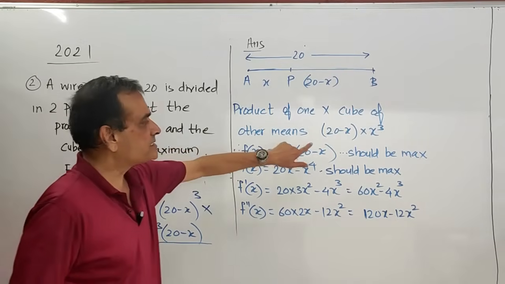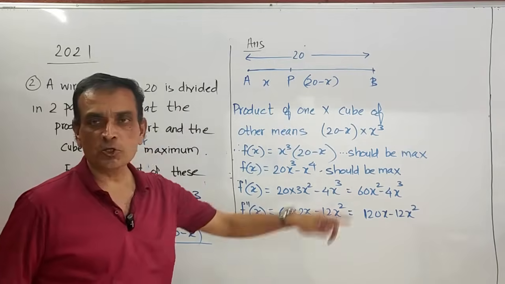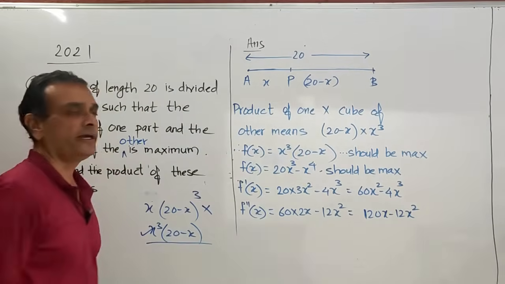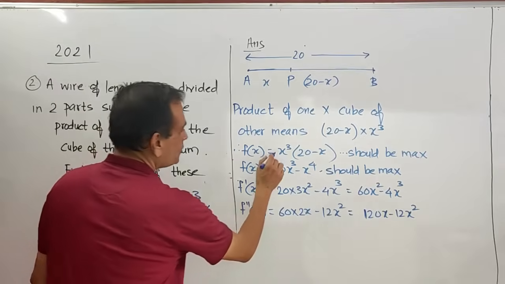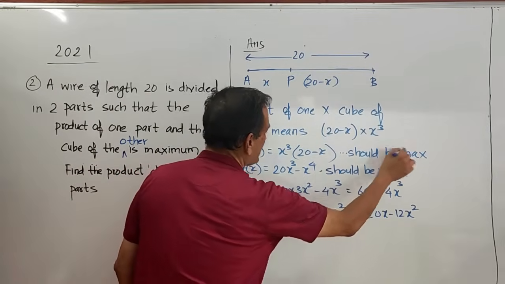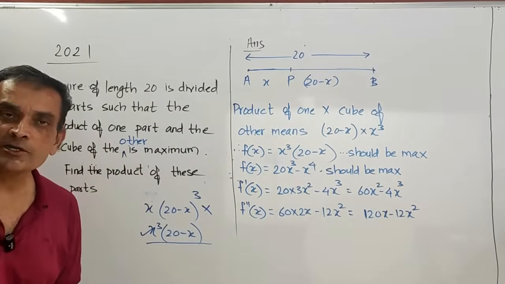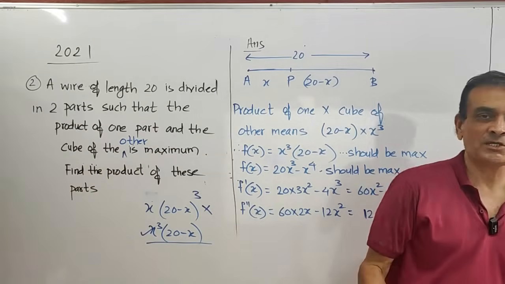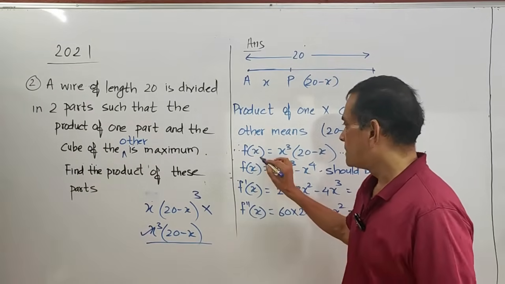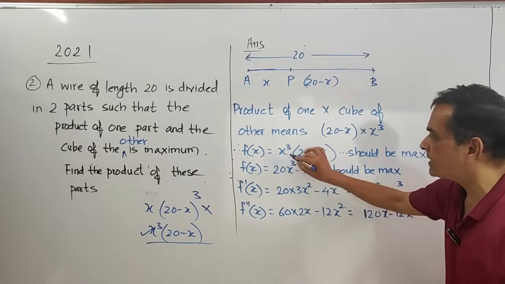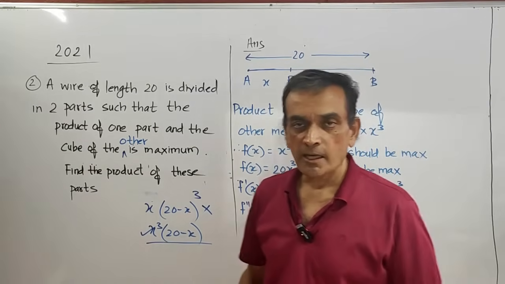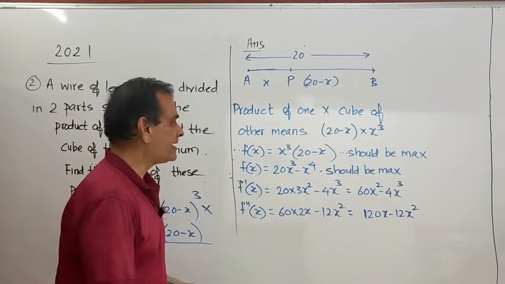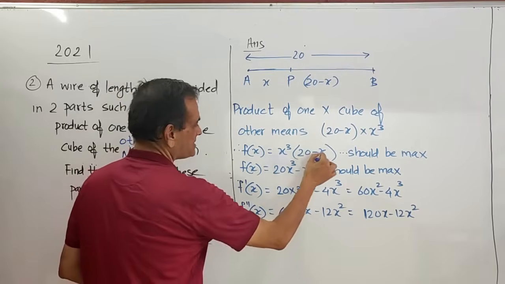So means 20 minus x को वैसा ही छोड़ दिया है. Product of one part into cube of the other into x cube. So x cube into 20 minus x should be maximum. That is the given condition. अभी मैंने पहले सब में बोला था जो मैक्सिमा मिनिमा चाहिए उसको f(x) बोलो. So directly we have a function of x over here because only x is present. In the earlier sum it was h, so we took f(h) for a change. But यहाँ पे I'll just say f(x).